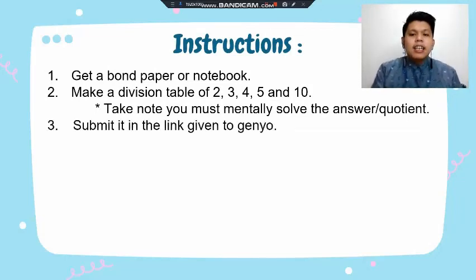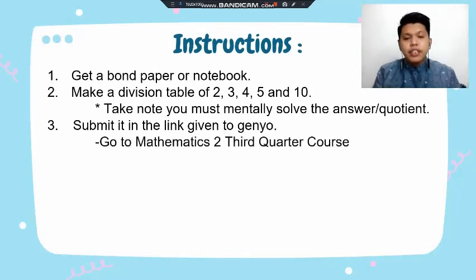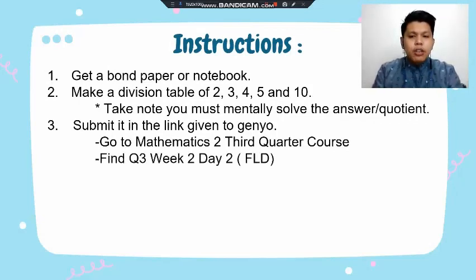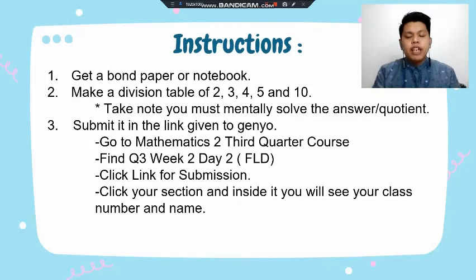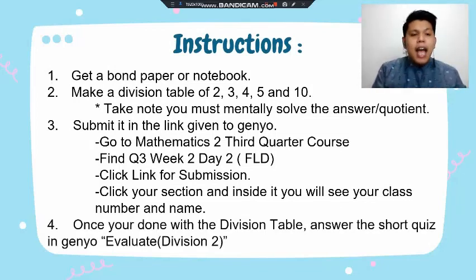Submit it in the link given to Genio. So you need to take a picture of it and submit it to Genio. Where? First, go to our Mathematics 2 third quarter course. Find Q3 Week 2, Day 2 FLD. Click Link for Submission. And then you just have to find your section. And inside of your section, you will see your class number and name.